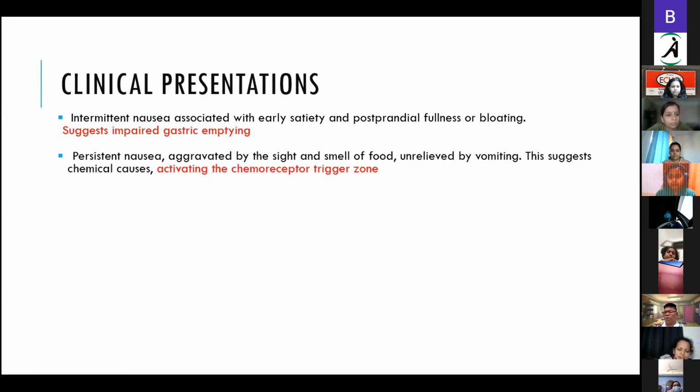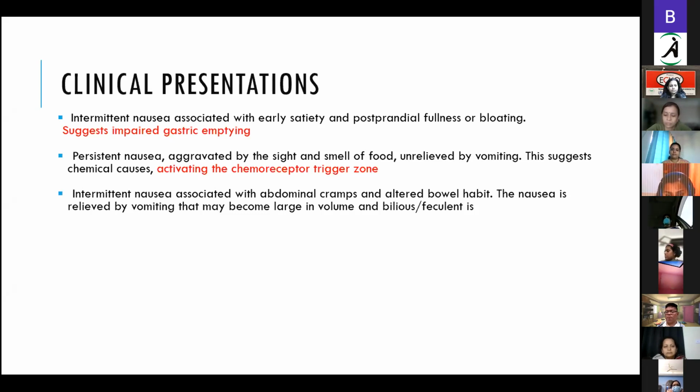Next, sorry, I gave the answer away. Persistent nausea aggravated by the sight and smell of food, and it is unrelieved by vomiting. So this suggests mainly a chemical cause, which is activating the chemoreceptor trigger zone. Now this could be due to constant conditioned responses over a period of time, or this could be because of a lot of neurochemical involvement.